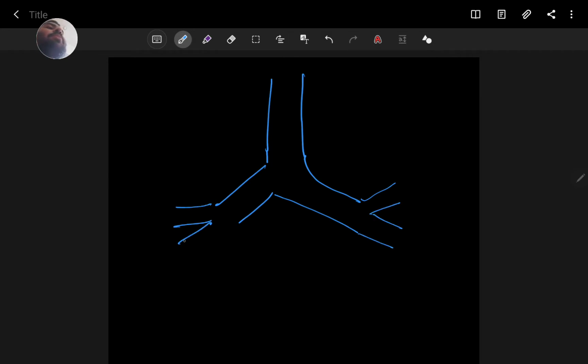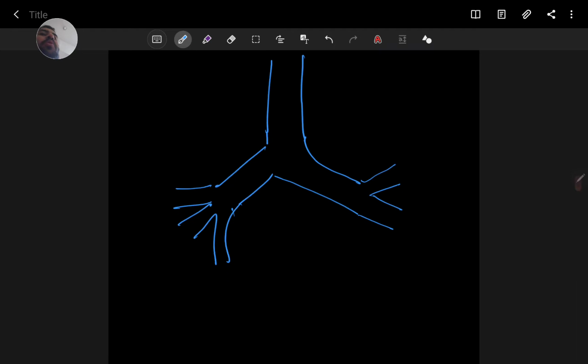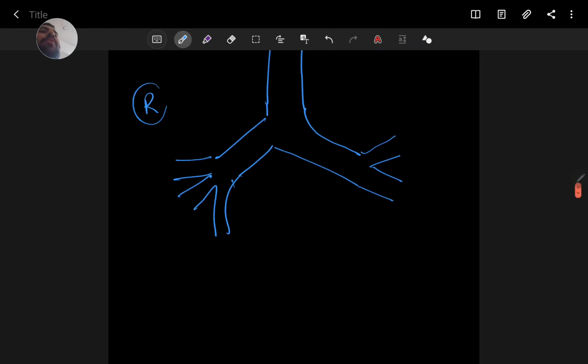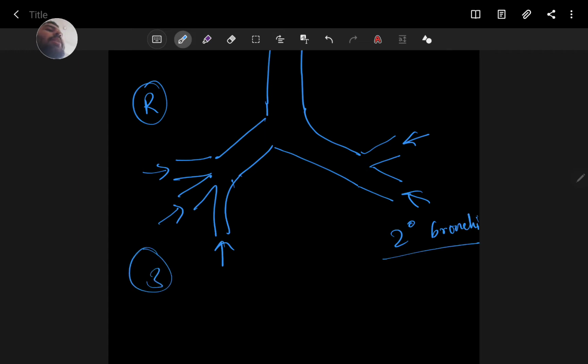Now the speciality of the secondary bronchi is that each enters one lobe. So on the right side you have three secondary bronchi, and on the left side you have two secondary bronchi. Get it? Three on the right side, two on the left side.